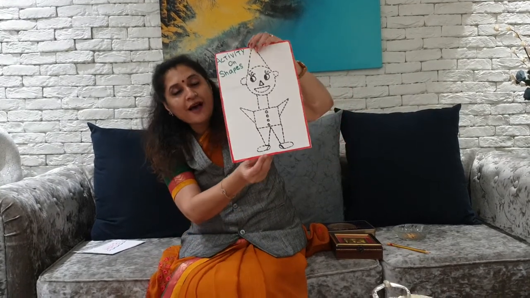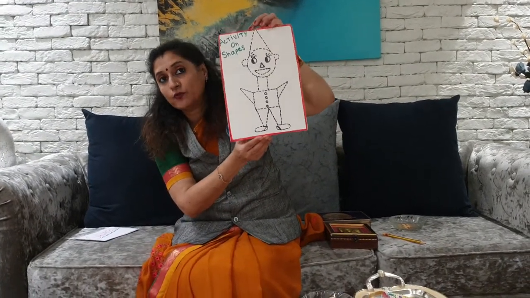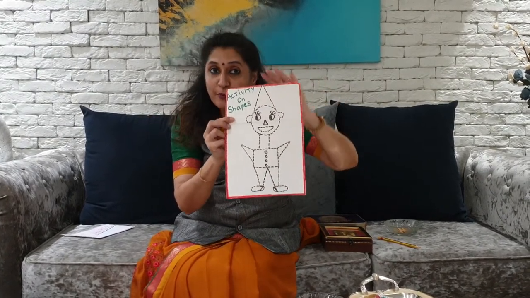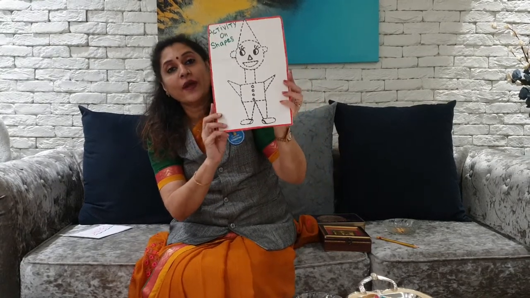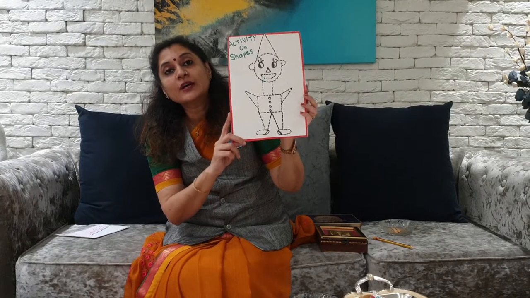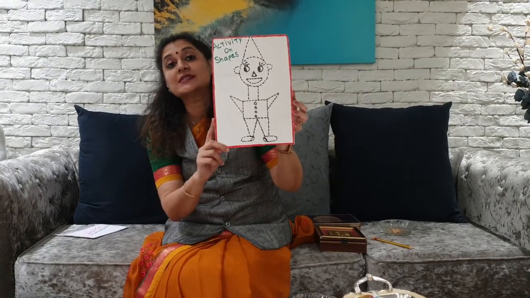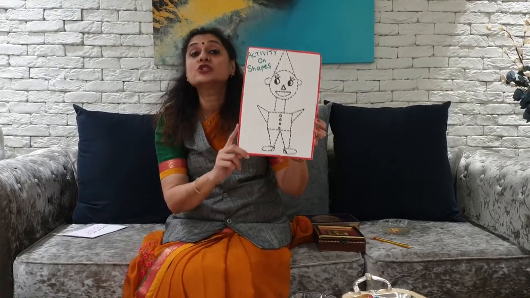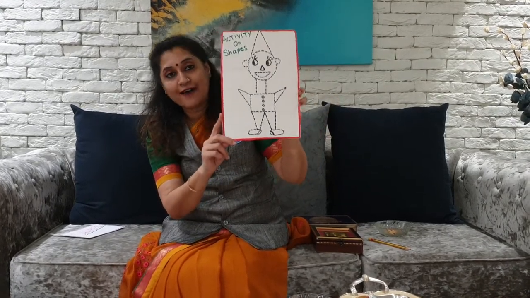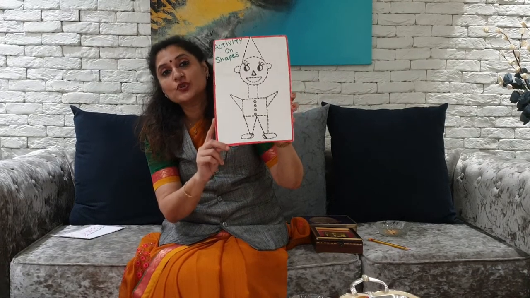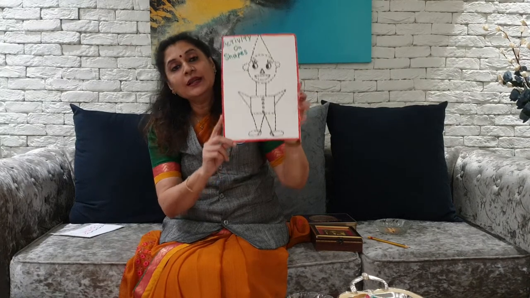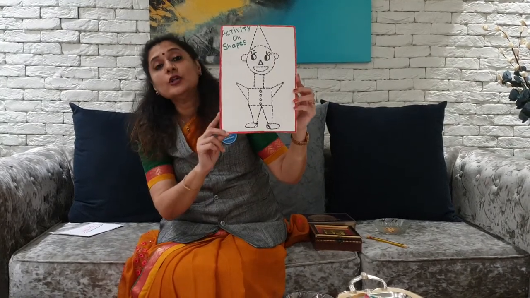So you have to do the coloring. But what you will do first? First you will join the dots, make the proper shape. After joining the dots and making the proper shape, you have to color this joker. So this is the activity based on shapes. What is this? Joker of having different shapes. So this is the activity which you will do at home, and you will enjoy coloring also.